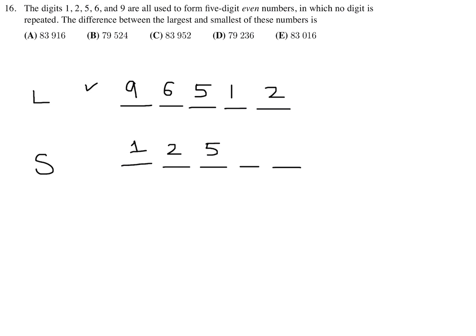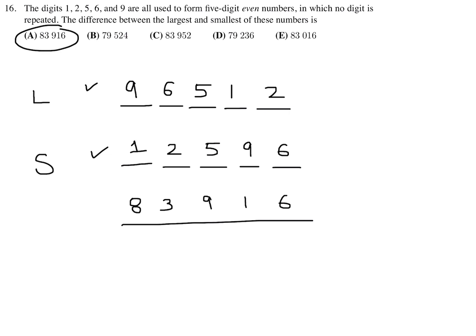now, again, please do not put 6, 9, because that is not an even number. The only way to make it even with the remaining two digits is 9 and 6. Okay? So those are our two numbers that are even, and that is the largest one, and that's the smallest one. 96512. And if you take their difference, it is 83916. And that is choice A for number 16.